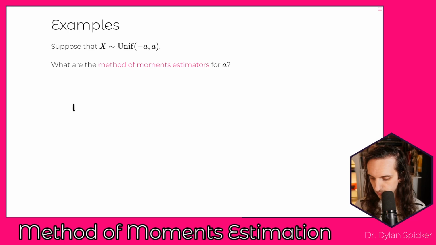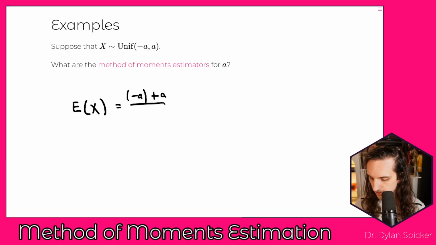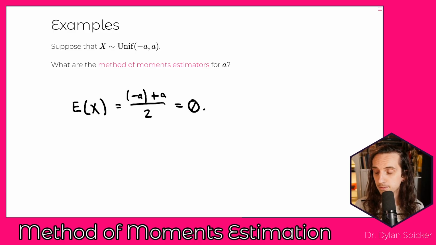We're going to start with the first moment, which is the expected value of x. The expected value of x in the case of the uniform is a plus b divided by 2, so that's negative a plus a divided by 2, which is 0. This is a problem because 0 does not depend on a, and so this equation is not going to be useful for solving our method of moments estimators. Instead we should look at our next moment.